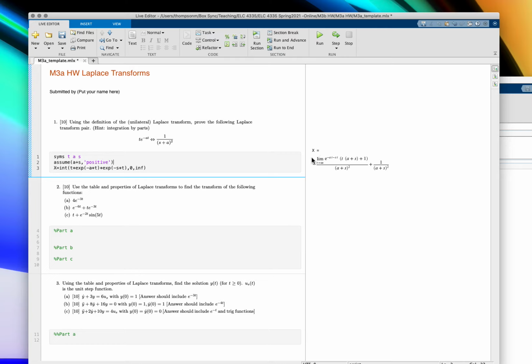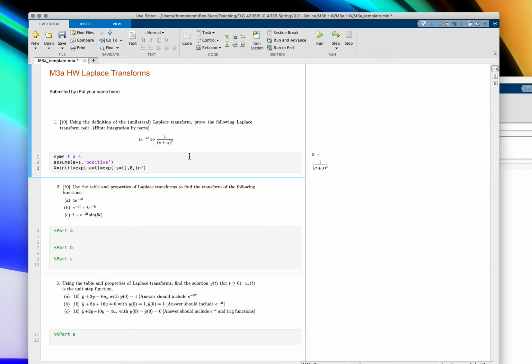If I look at this limit here, if a plus s is positive, then I have a negative sign times a positive number times t, and I let t get very large. If a plus s is positive, then this limit is going to go to 0. The exponential is going to dominate the t term, and this part doesn't depend on t. So if a plus s is positive, I would expect this limit to converge down to 0. If I rerun this, I do in fact get the proper Laplace transform for this particular signal.